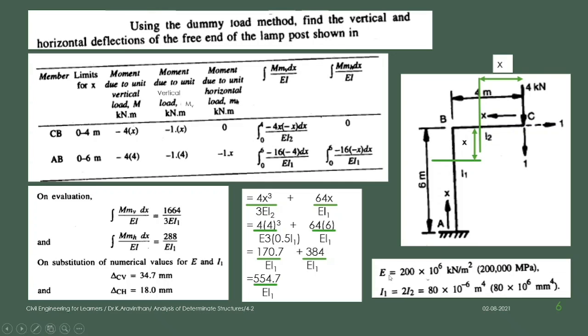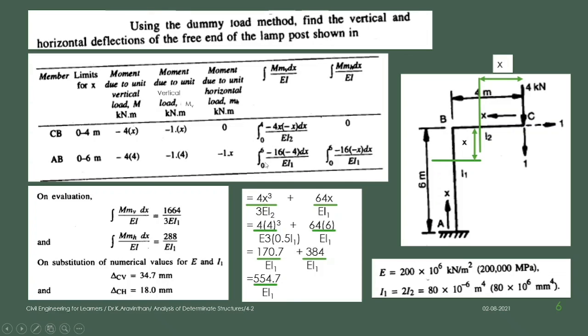Now in the given data, capital E is given as 200 into 10 power 6 kilonewton per meter square and I1 equal to 2 I2. So if you need I2, what you can do is cross multiply this 2 here. So 1 by 2 will be 0.5 I1. So I2 is 0.5 of I1. So instead of E I2, I have written 0.5 of I1, so both the components will be the same here.